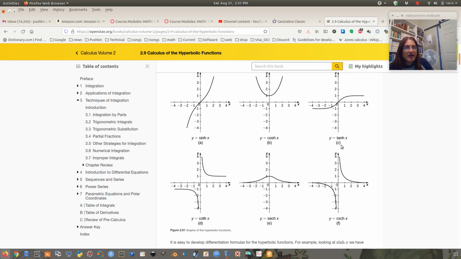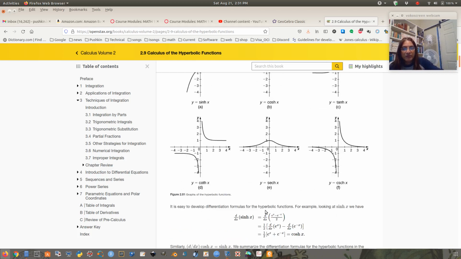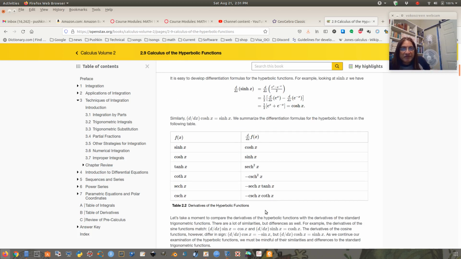And then finally we have tanh x, which is sinh x divided by cosh x. These are the plots. Now we can easily derive the derivatives of all these functions. So for example, d over dx of sinh x is d over dx of the definition of sinh x, and that involves exponential functions. So of course the derivative of e^x is e^x, and the derivative of e^(-x) is negative e^(-x). So when you plug that in, we see that the derivative of sinh x is cosh x.